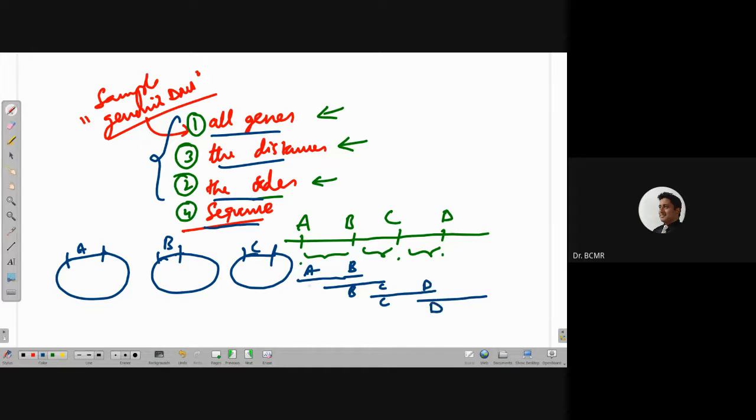Something like this. If I constructed A, B, B, C, C, D, if I knew those, I can align them and determine the sequence. A is there. A must have been upstream of B based on what we see here, and B must have been upstream of C and D. That is how we can find out the sequence, the number of genes, the distances, and the order as well. This is the basic concept. There will be many other things.